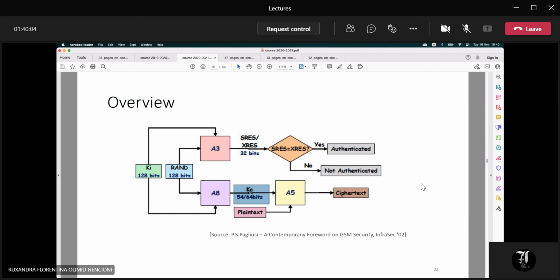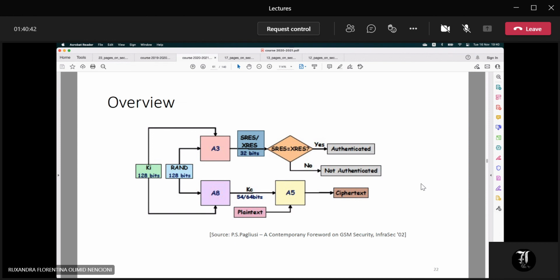Then how do I derive this key? With another algorithm, A8, which is taking the master key and the random challenge. And then how do I do authentication in the network? With another algorithm that gets the same challenge and the master key, and computes the response. What I see here, another problem: also small, 32 bits. 2 to the 32 is nothing nowadays. If the expected response is the same as the computed response, I authenticate in the network. If not, not.